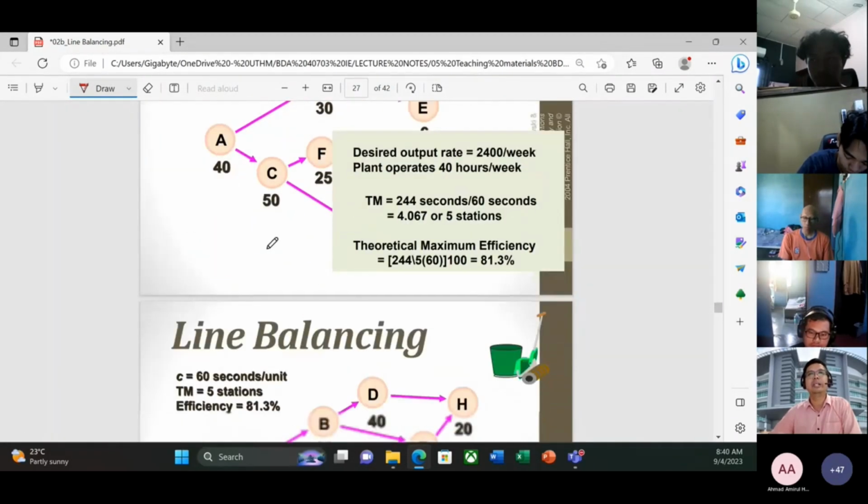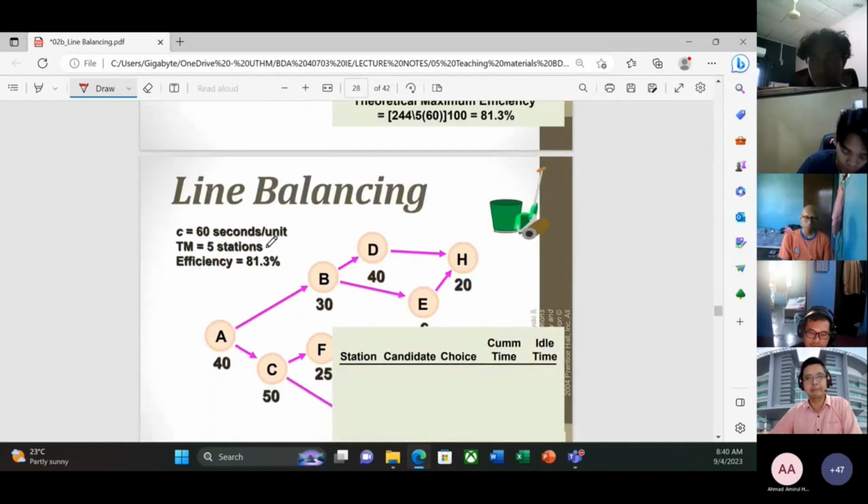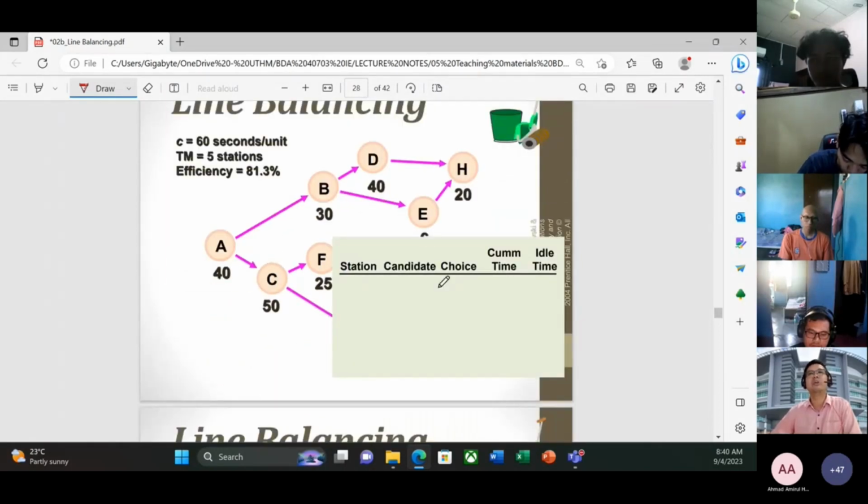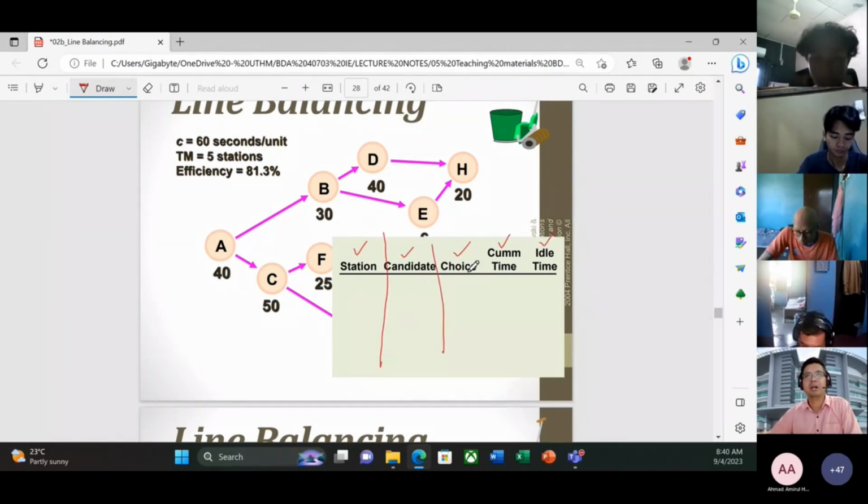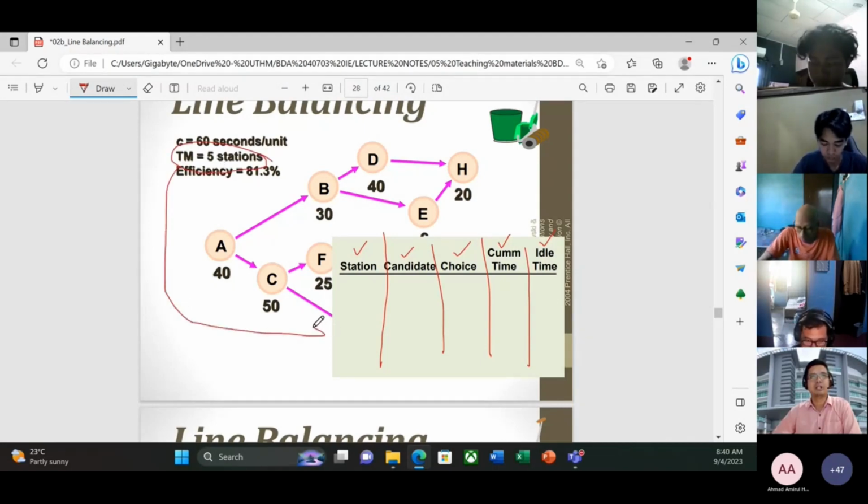So how do we group based on our TM? First, we have to draw this table. Please draw the table and copy it down first. We have the station, candidate, choice, cumulative time, and also the idle time. Please draw. Okay, we want to find the 5 workstations. How do we group the 5 workstations? Later on, I will discuss in detail.